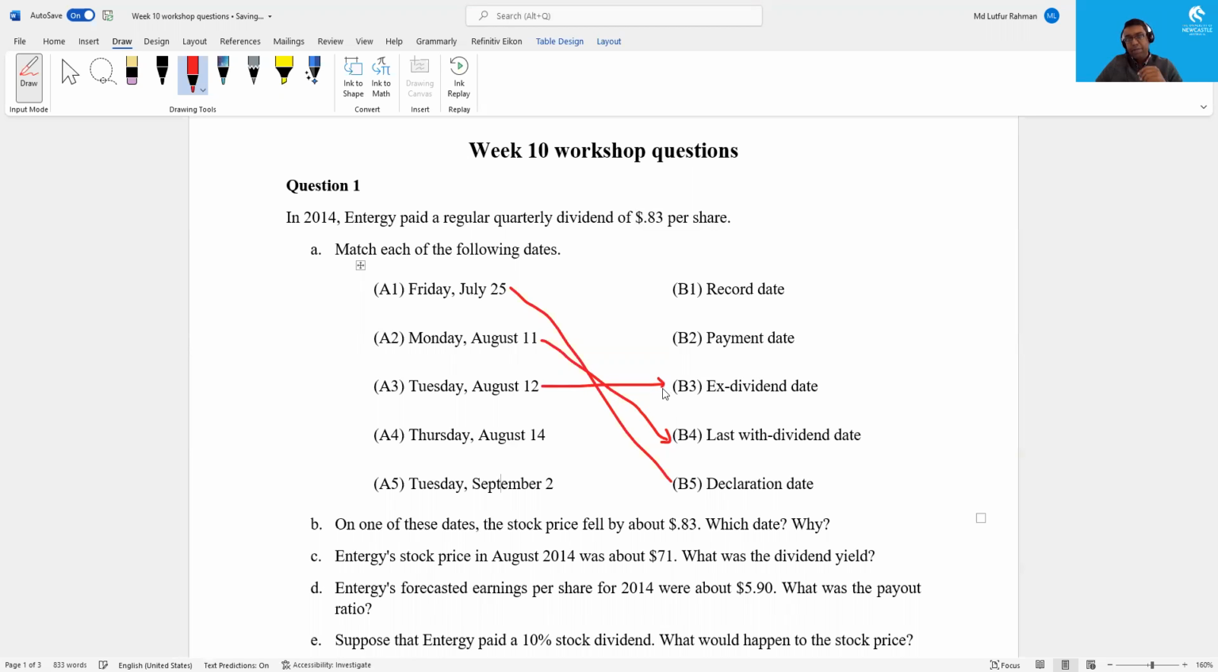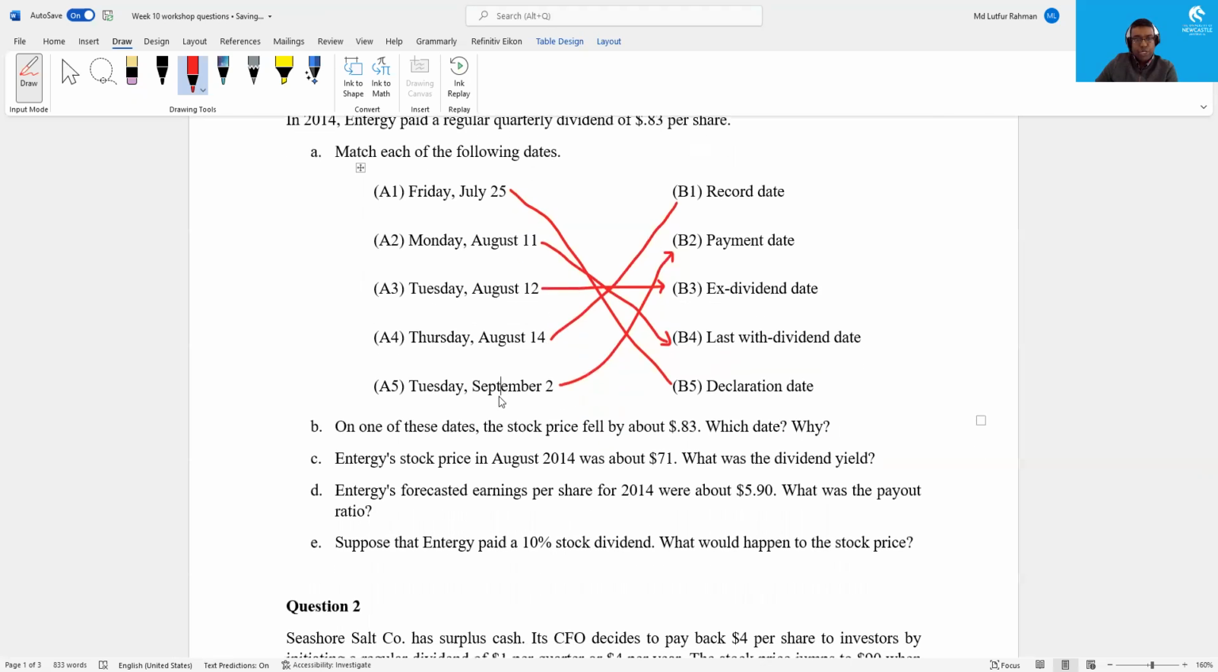If you buy the share on the ex-dividend date or later, you are no more entitled to get this year's dividend because of the time length that I mentioned. Then August 14 is the record date. On this date, the company will check the register and all the registered shareholders will get the dividend. Payment date is the date on which the dividend amount is actually transferred to the shareholders' bank account. The next question is, on one of these dates, the stock price fell by 0.83.